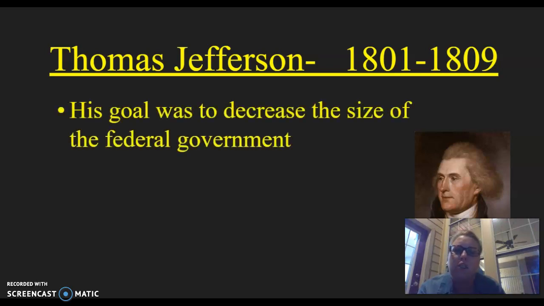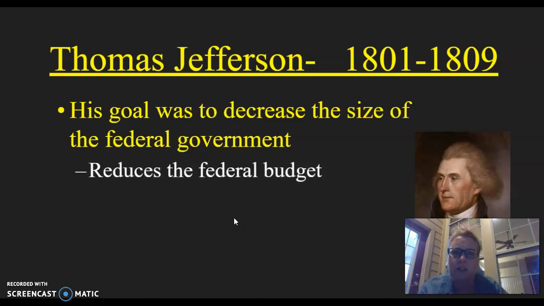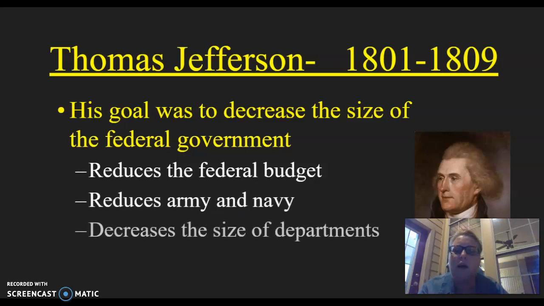Now, his goal was to decrease the size of the federal government. He was not a big government guy. He was really a supporter of more states' rights. So he's going to do this by decreasing how much the government spends, reducing the size of the Army and Navy, as well as all of the other departments like the Department of the Treasury, the State Department, the Department of War. And that was his plan, but it's going to backfire, as we're going to find out in the next few days.